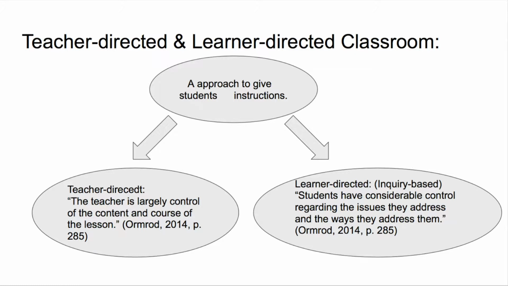The first one, teacher-directed classroom, is where the teacher is largely in control of the content and course of the lesson. The common example could be the traditional classroom. The teacher determines what the students are going to learn, the content, and the assessment they are going to use. And on the other side, a learner-directed classroom is where students have considerable control regarding the issues they address and the ways they address them.